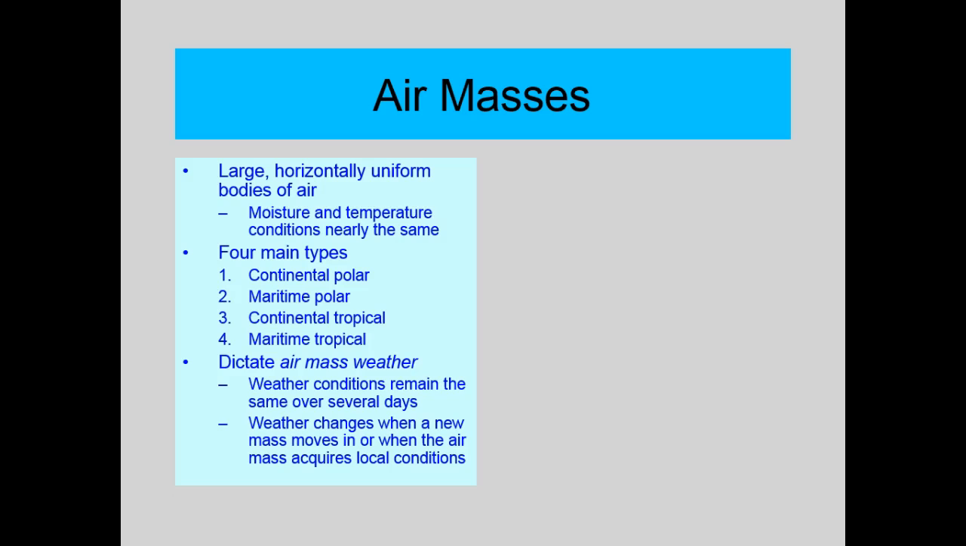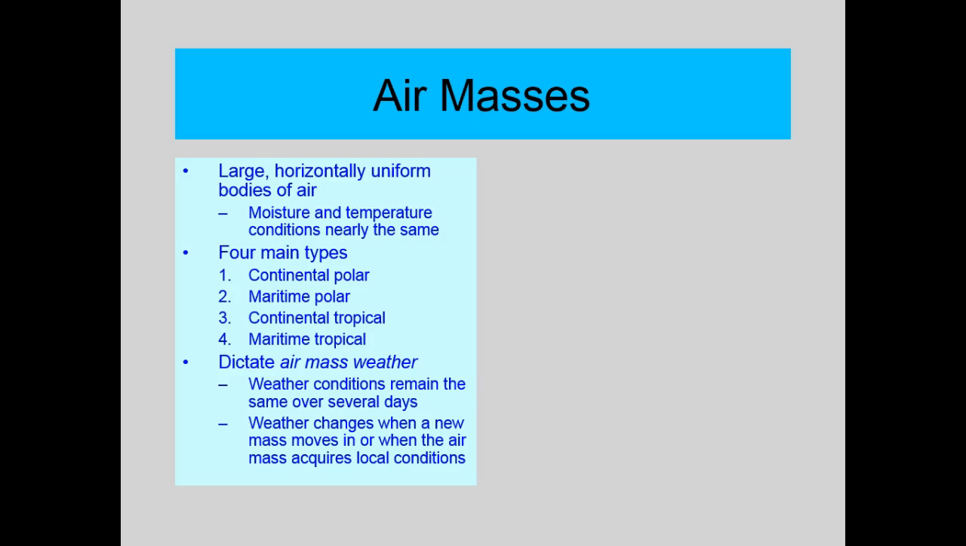Okay. So let's look at the concept of air masses. This is on page 572. An air mass is a large, horizontally uniform body of air. So they're large layers of air, generally pretty uniform throughout the layer. Large, covering a lot of area. Okay? In them, the moisture and temperature conditions are almost equal. So you're not going to have any big changes within the large air mass.